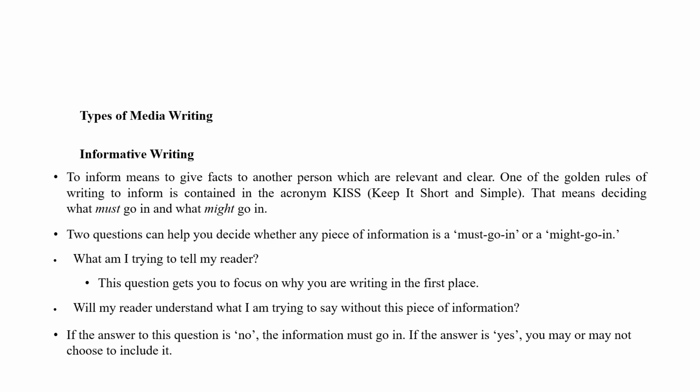Two questions can help you decide whether any piece of information is must go in or might go in. Why am I trying to tell my reader? What am I trying to tell my reader? This question gets you focused on why you are writing in the first place. Will my reader understand what I am trying to say without this piece of information? If the answer to this question is no, the information must go in. But if the answer is yes, you may or may not choose to include it.